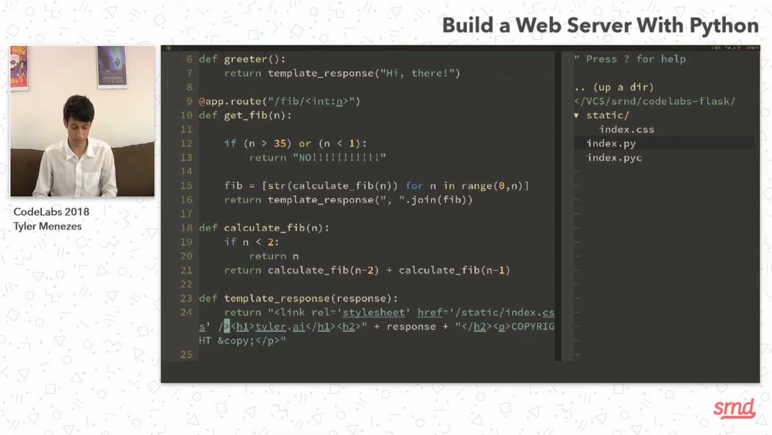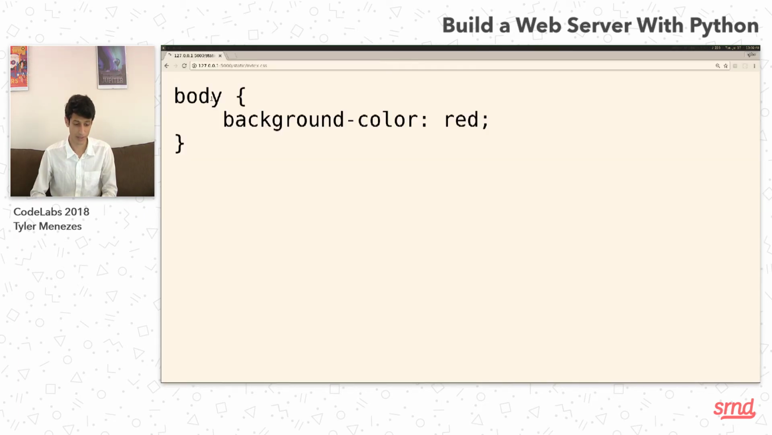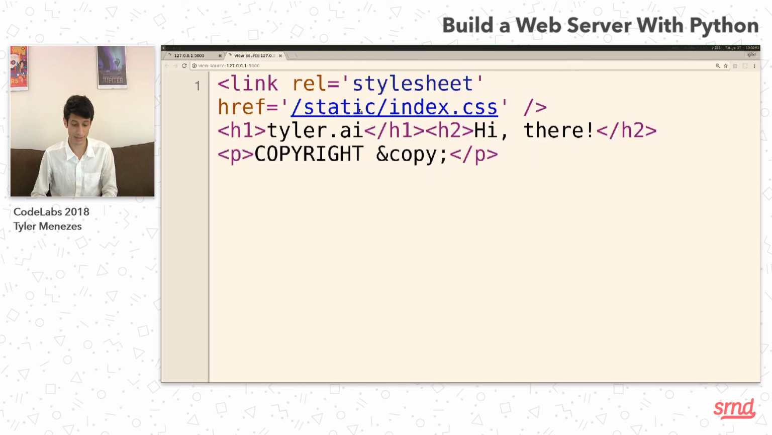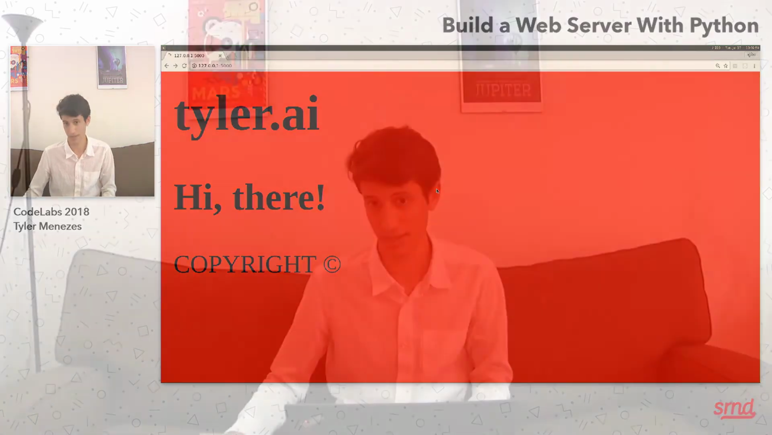I know that this line is super long. There are ways of doing multi-lines in Python. I'm not going to do it for this example. Go ahead and restart it, refresh our page, and you can see that it's actually loaded in this /static/index.css. And now we've got the world's most beautiful website. So that is how you would do static files like a CSS file in Flask.